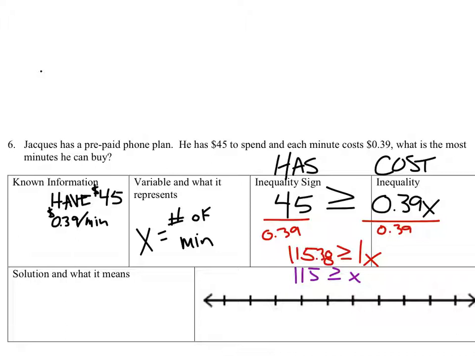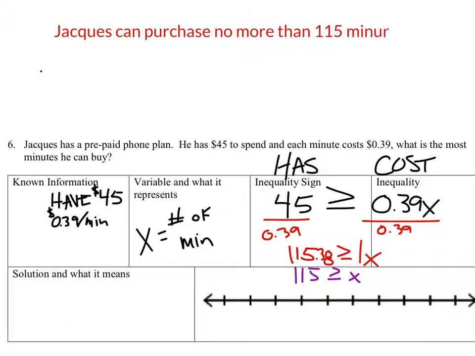All right. Well, what does this mean in context? That is what we must write now. Jacques can purchase no more than 115 minutes. You could say, if you wanted to, that the maximum number of minutes you can purchase is 115. That would be fine. But what we have there is going to work as well.